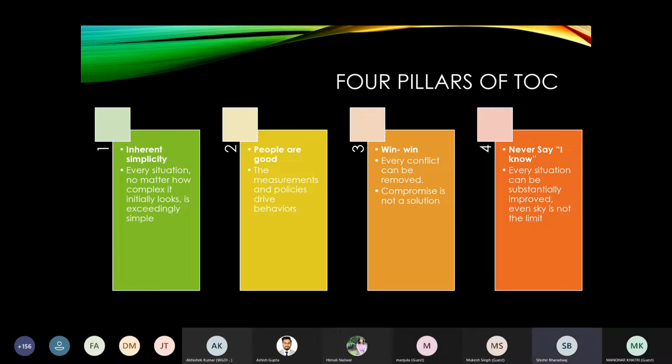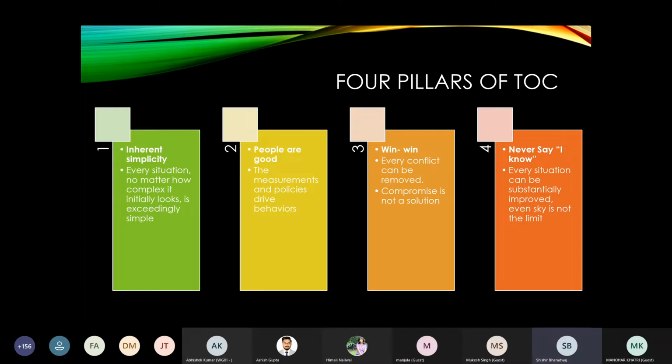Pillar number one, inherent simplicity. Pillar number two, people are good. Pillar number three, win-win. Pillar number four, never say I know. Most of the solutions or the impact and performance are hindered in today's world because people think they know what the problem is, and somebody needs to give them a solution. That means they don't want to know what to change, they don't want to know what to change to, they want to answer only one question: how to cause the change. Making the first two irrelevant reduces the benefits that one can accrue.